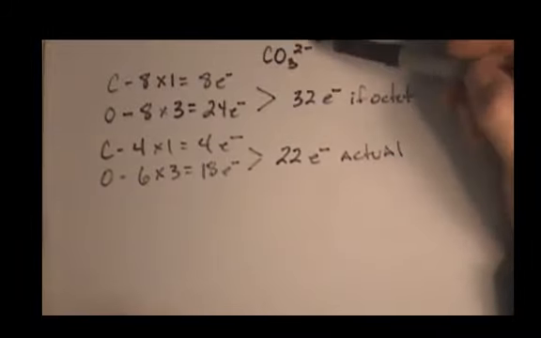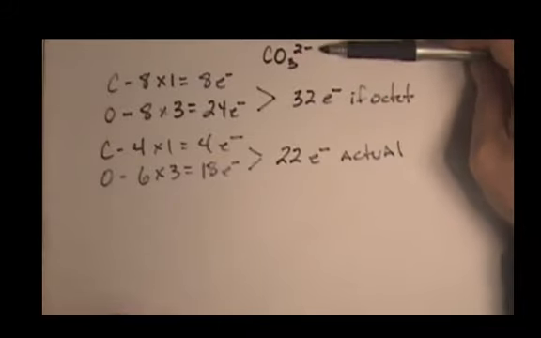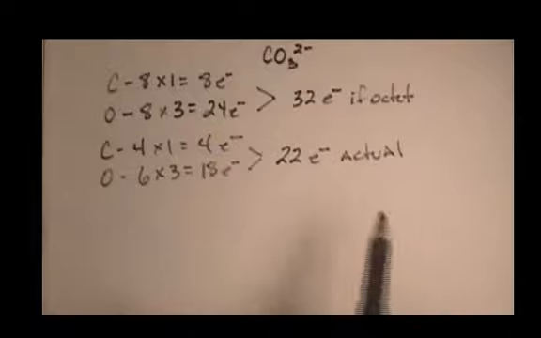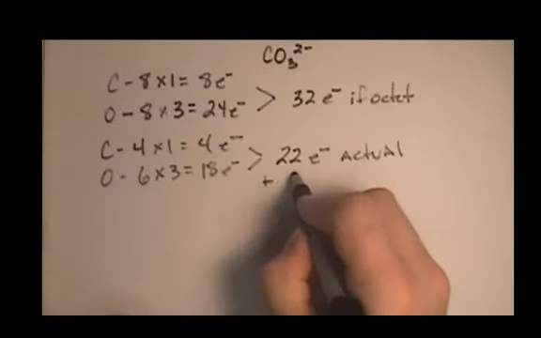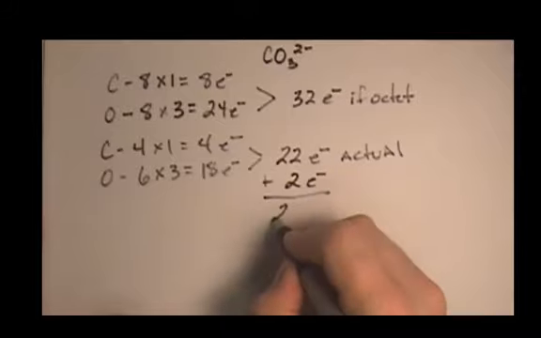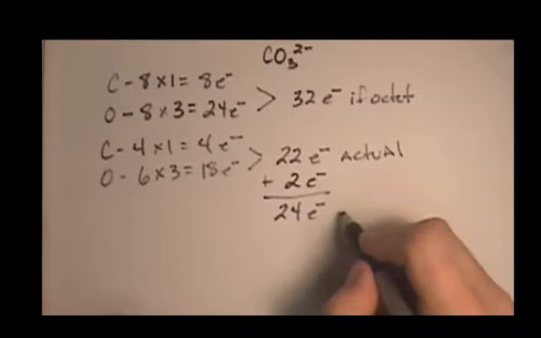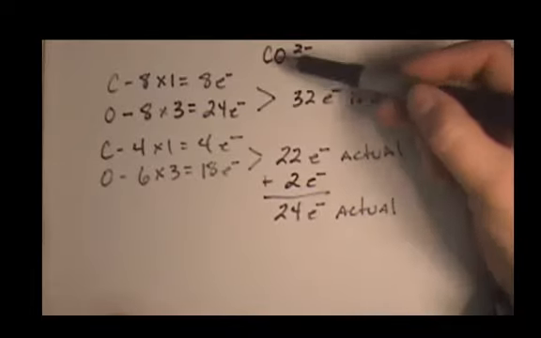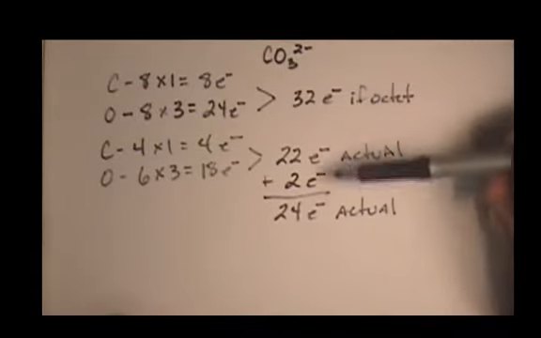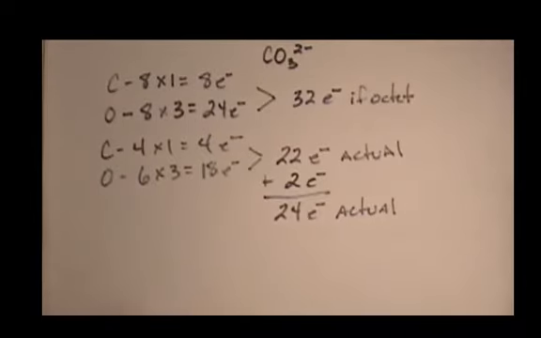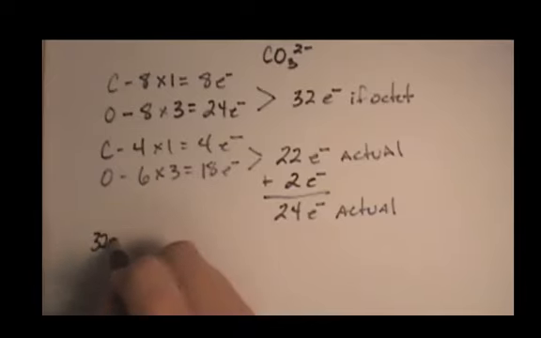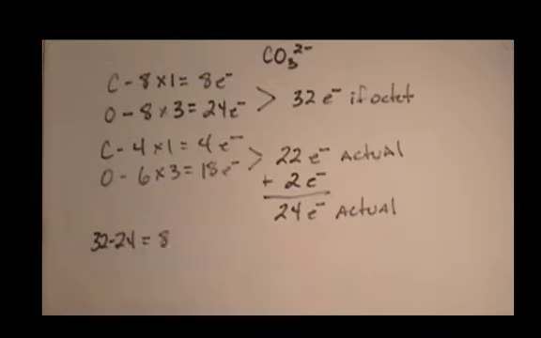But we also need to take into consideration, again, the fact that this is a charged particle and has a 2- charge. The 2- means that it has gained 2 electrons. So for the actual number of electrons, we are going to actually add 2 electrons to give us a total of 24 electrons. When we take into consideration the electrons that are from the atoms themselves, along with the fact that we have gained 2 electrons somewhere. We continue with our math. We find a difference. 32 minus 24, that's going to equal 8. We divide that value by 2, and we're going to need to draw 4 lines.